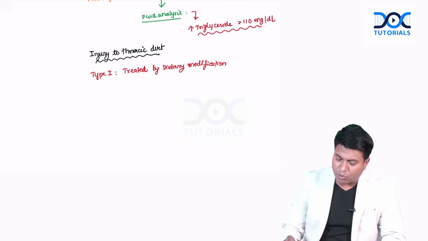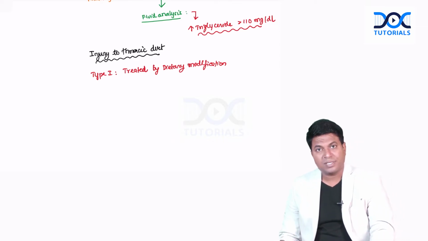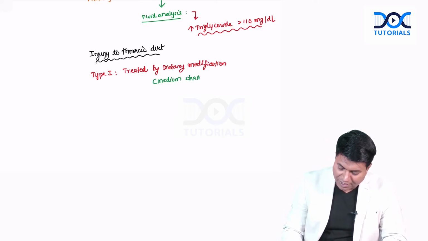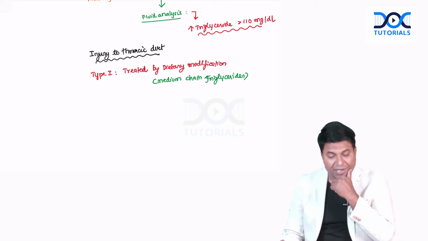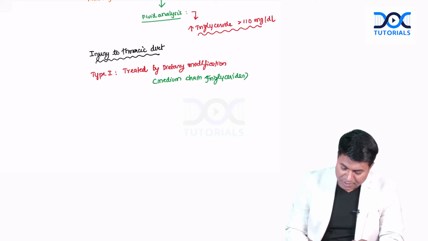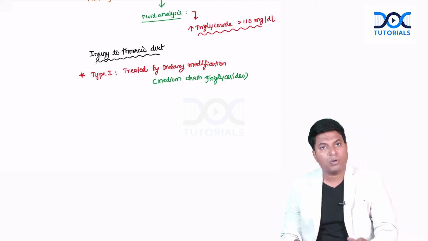So what is this dietary modification? Instead of giving a high fat diet, we have to give medium chain triglycerides. Medium chain triglycerides, or medium chain fatty acids, are given. That is stopping the chyle leak. That is type 1. Type 1 is just treated by dietary modification.